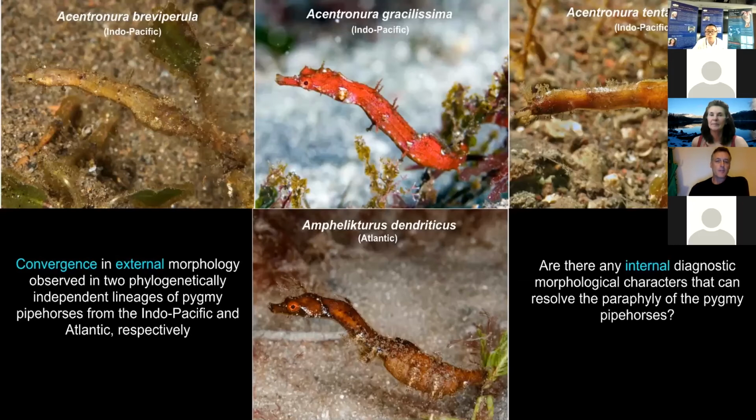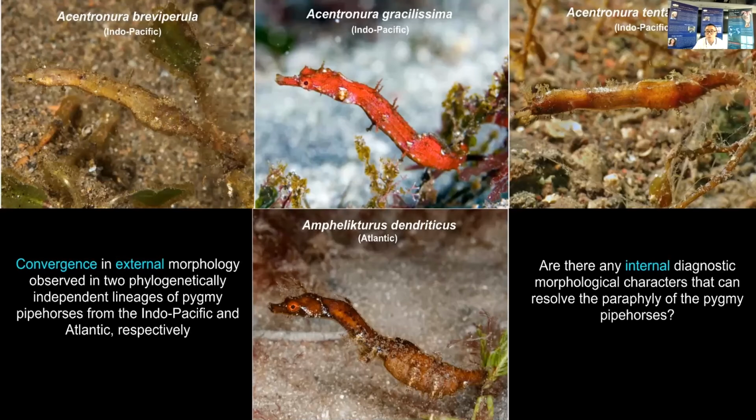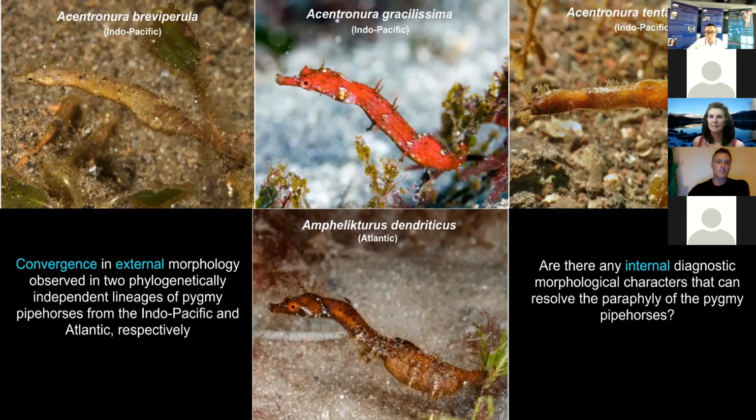So here I'm going to focus on the Indo-Pacific genus Acentronura, as it's most similar to Amphelikturus in appearance. As you can see, in the top row you see 3 members of Acentronura, and in the bottom row, you see Amphelikturus. You can see these 2 lineages share remarkable similarities in morphology, to the extent that Dawson, 1984, suggested that all pygmy pipehorses share a common ancestor. So considering the convergence in external morphology in these 2 lineages, are there any internal morphological characters that can help resolve the paraphyly of the pygmy pipehorses? Next slide.